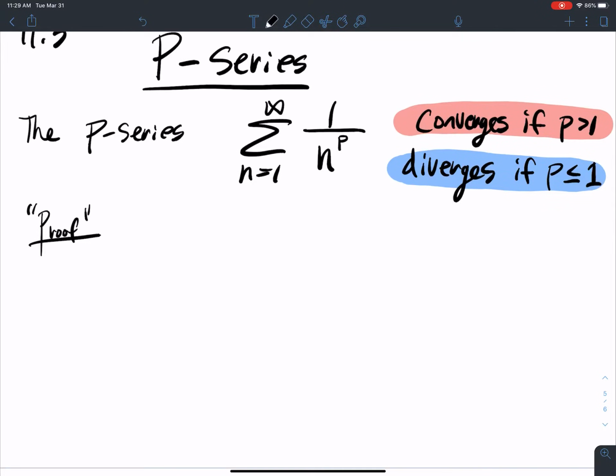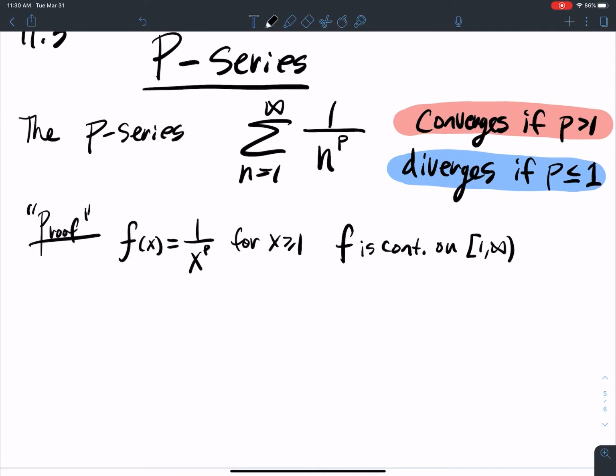So the integral test, I need to come up with a function f of x equals 1 over x to the p. Okay, this is true for x greater than or equal to 1, right? Okay. So what are we going to do? We need to show that f is continuous on 1 to infinity. Why do we know that? It's only discontinuous at 0.